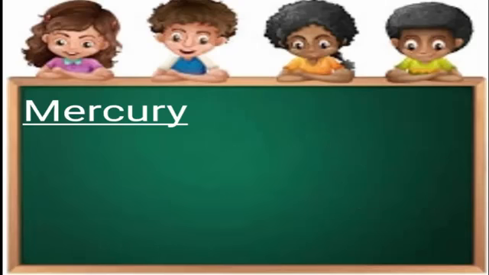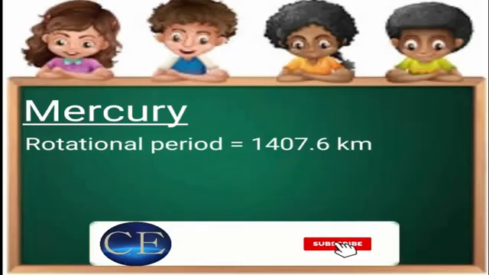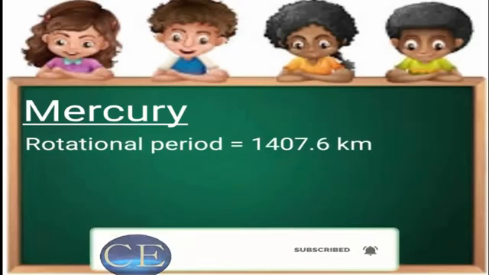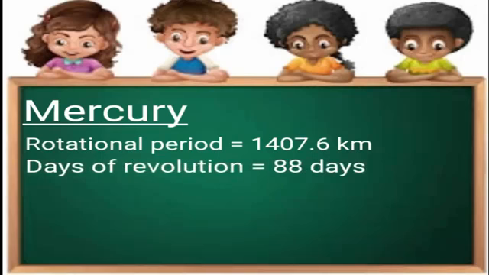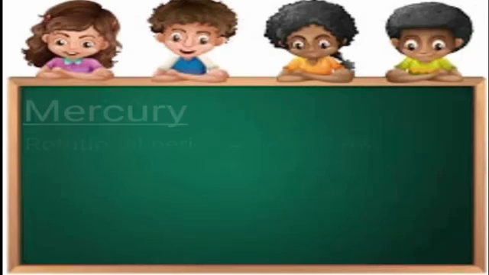4,879 kilometers. Rotation period of Mercury is 1,407.6 hours. Days of revolution of Mercury is 88 days. There are no satellites for Mercury.